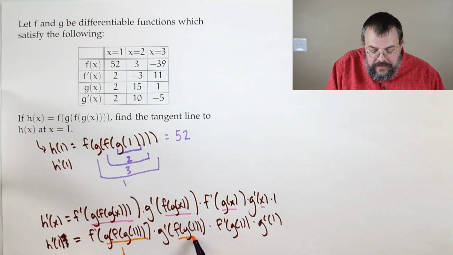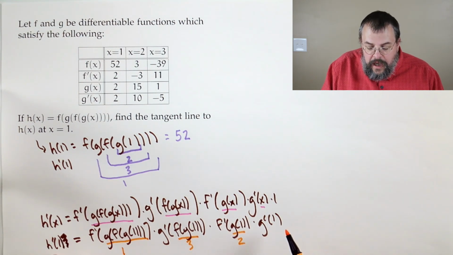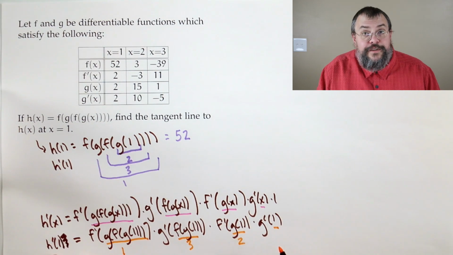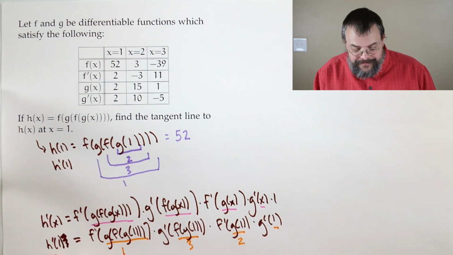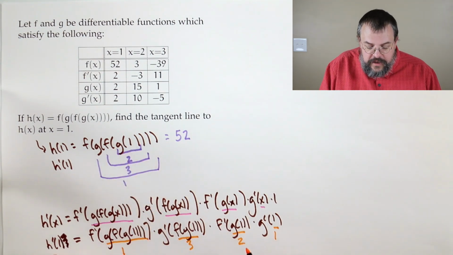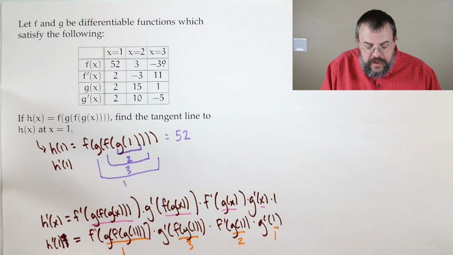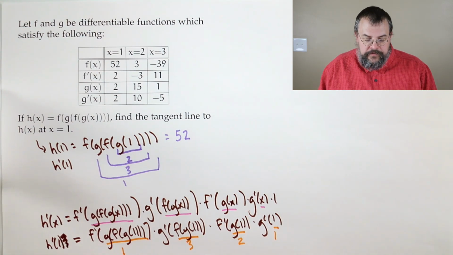We also know what f of g of 1 is. That's the 3. We know what g of 1 is. That's the 2. And we also know what 1 is. Spoiler alert, it's 1. Now, if you're wondering where I'm getting these from, I'm getting them from here. See, g of 1 is 2. f of g of 1, we said, that was the 3, and so forth and so on.